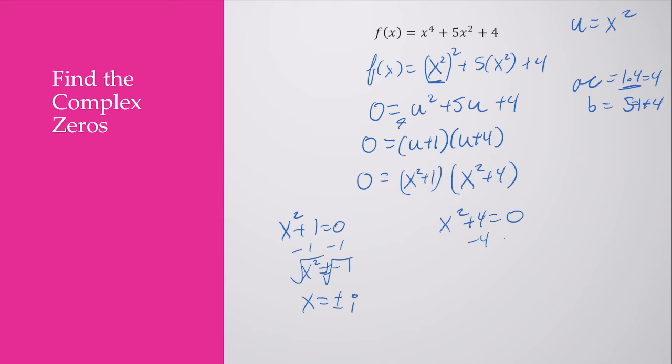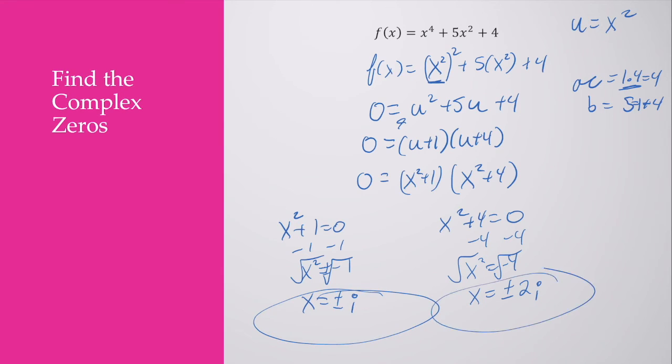If I subtract 4 from both sides, I get x squared is negative 4. Square root of both sides, x is plus or minus 2i, because the square root of 4 is 2, but it's negative, so it's 2i. So here are my 4 zeros of this degree 4 polynomial.